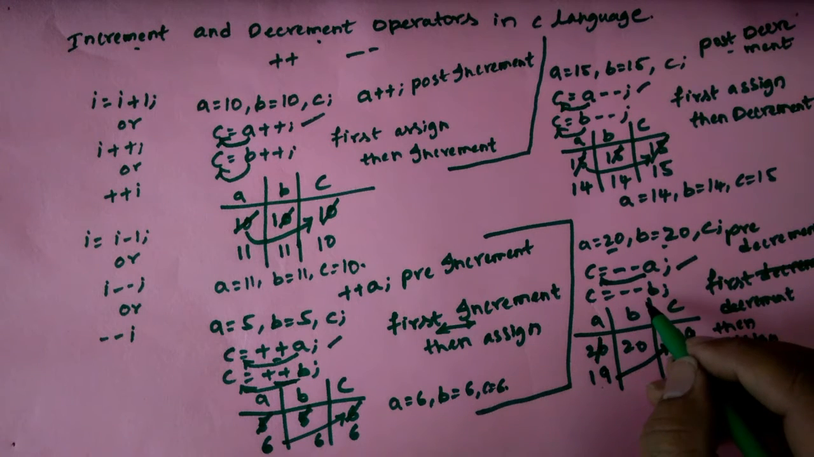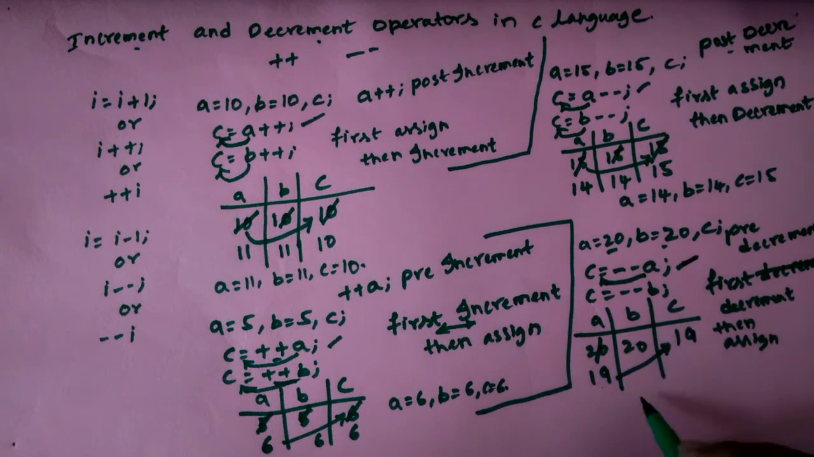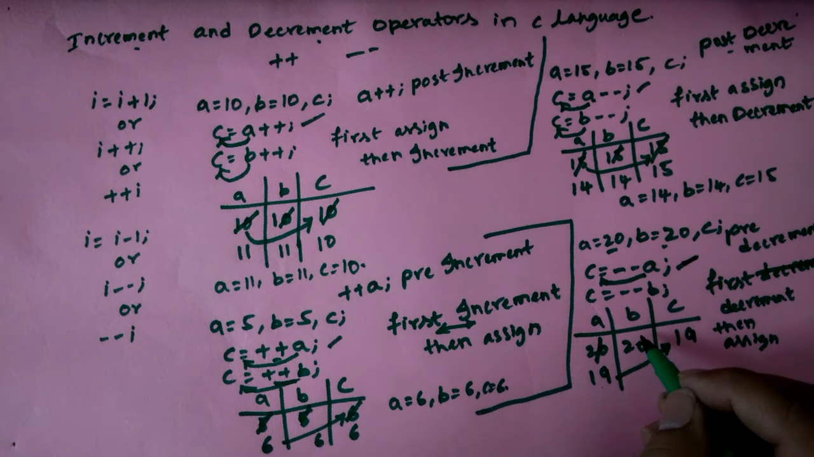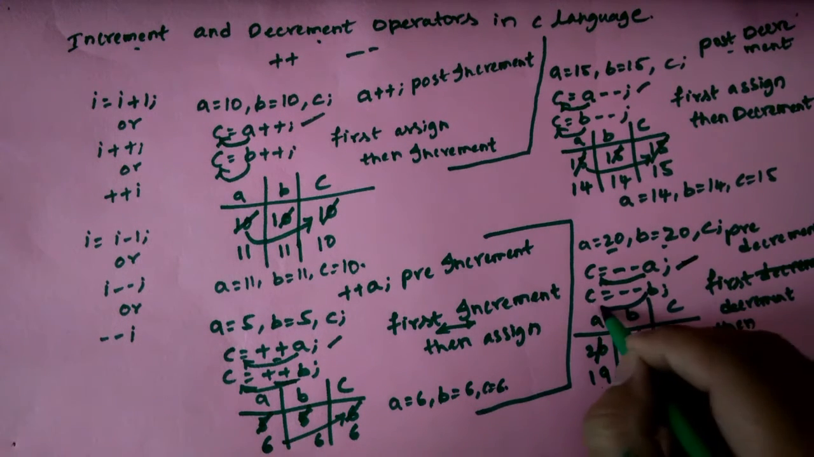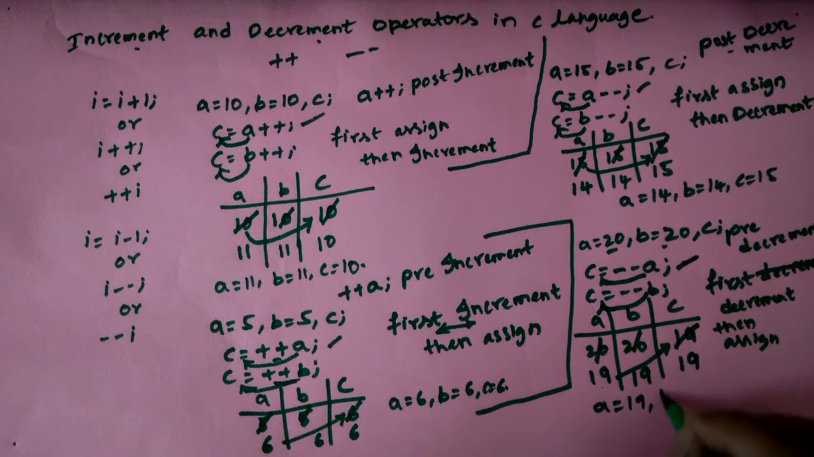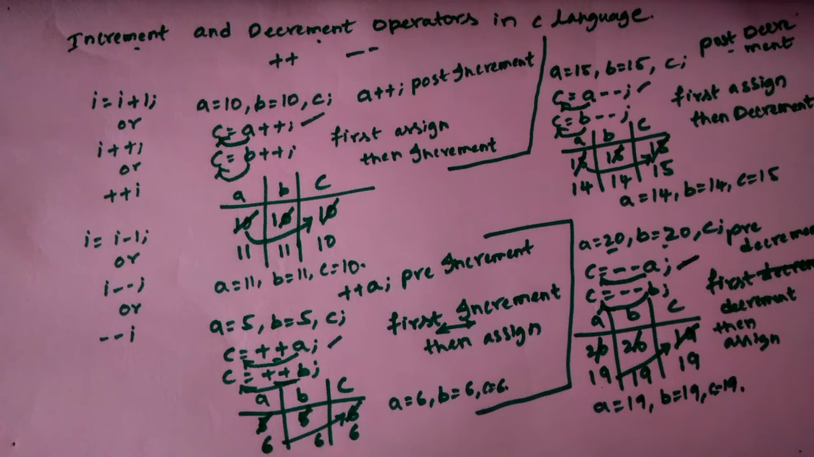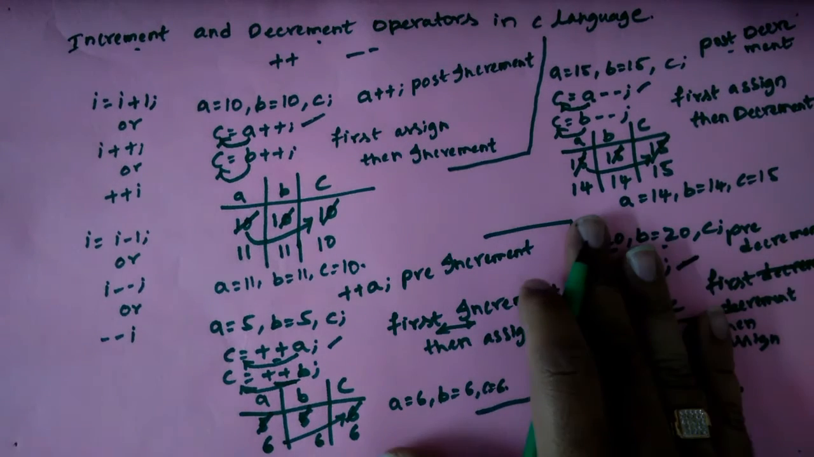This operation has been completed. We'll do this one, minus minus B. First decrement B value, it will become 19, and assign it to C. The new value of C is 19. So A value is 19, B value is 19, C value is 19. This is the concept of increment and decrement operators in C language.